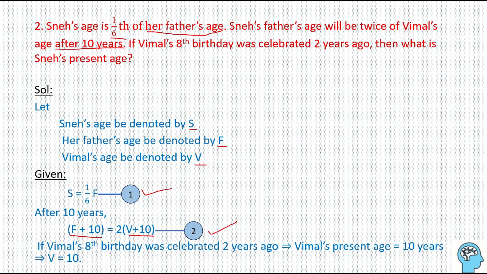If Vimal's 8th birthday was celebrated 2 years ago, that means Vimal's age was 8 years, 2 years ago. So now the present age will be 8 plus 2, that is 10. So the present age of Vimal is 10 years.